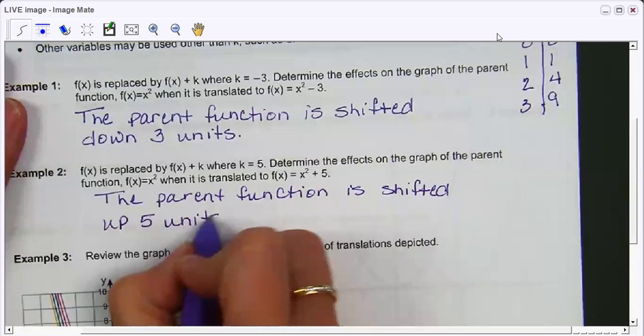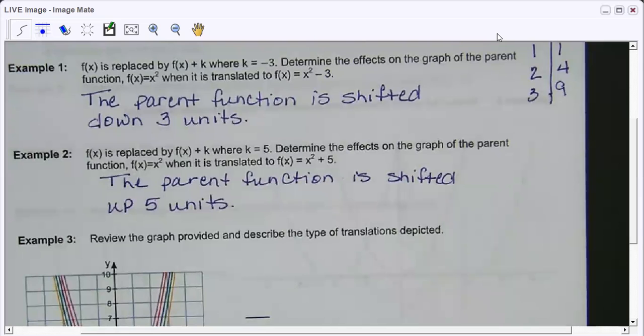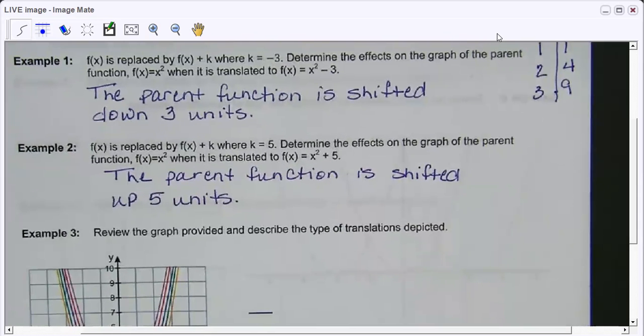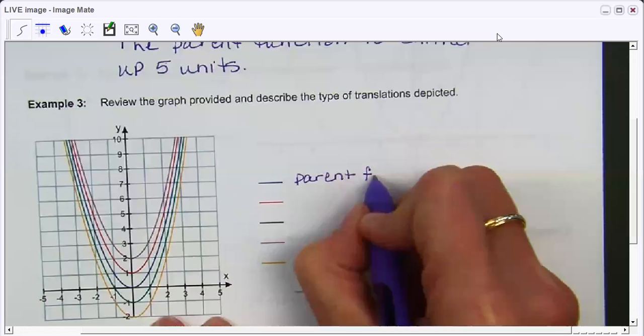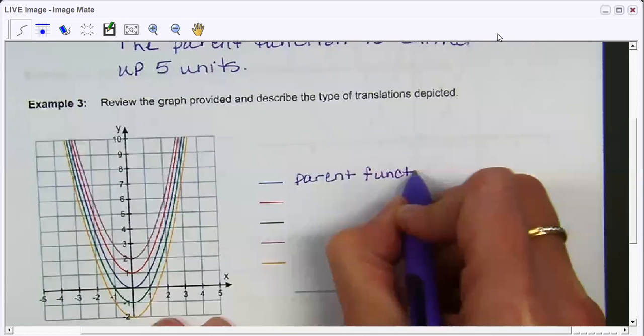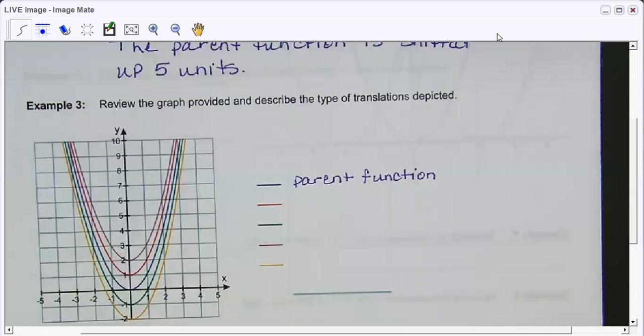Okay, so now we're going to look at this graph. The blue line represents the parent function. So next to this blue line right here, you're going to put parent function. Now, for each line, you're going to tell what is happening to the parabola. Okay, this should be pretty easy.